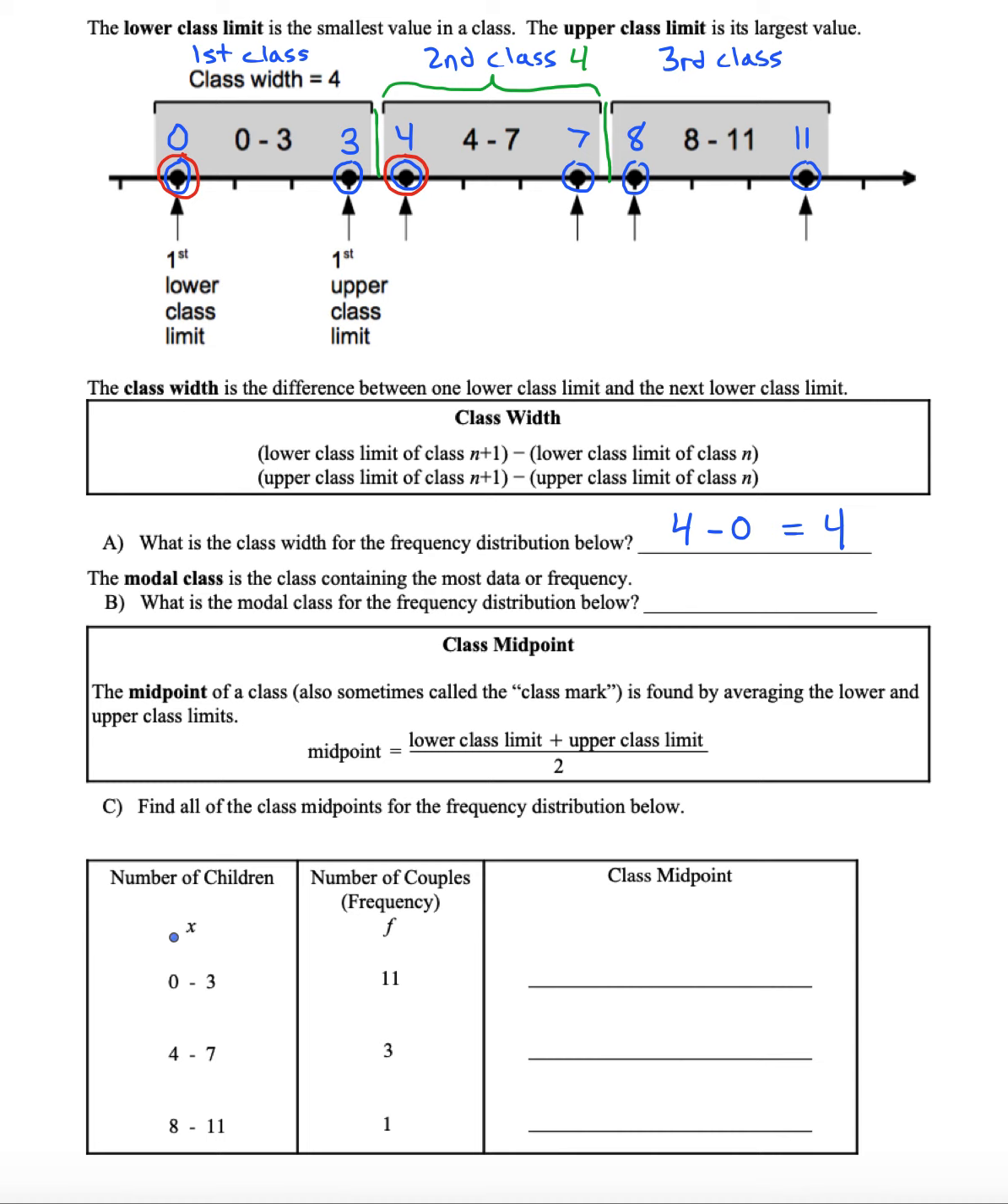Now, if we have a frequency distribution, the way that we can find that class width very easily is by taking a lower class limit and then subtracting the previous lower class limit. So here it would be 4 minus 0, and that is again 4. So it's just a different way to find it. Notice that we could also take this 8 here and subtract 4, and we could also find the class width from that as well.